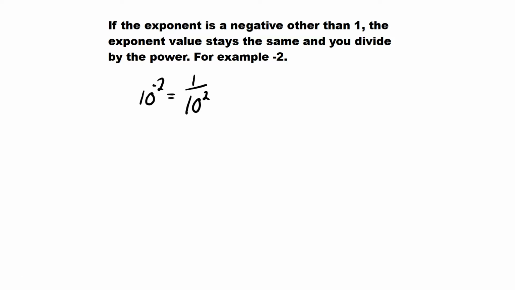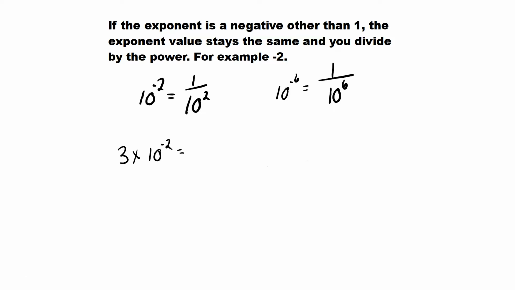Let's look at another example. 10 to the -6th. The negative tells us we're going to have a 1 over, and then we've got 10 to the 6th. So we keep the exponent 6, and we simply put it as a 1 over, and that gives us our 10 to the -6 is equal to 1 over 10 to the 6th.